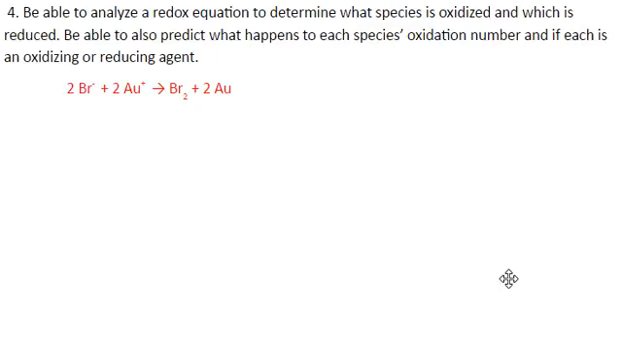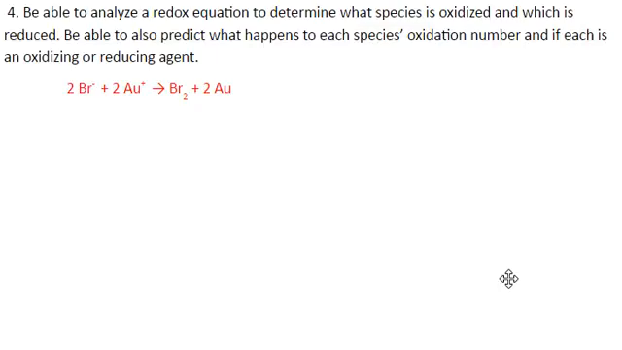I picked this one because usually you see two metals, a metal and a metal ion, and then they just start switching places. The metal ion takes electrons and becomes the metal. The solid metal loses the electrons and becomes the ion. But this is what would happen in electrolysis. We have bromine, electrons, and gold, electrons.